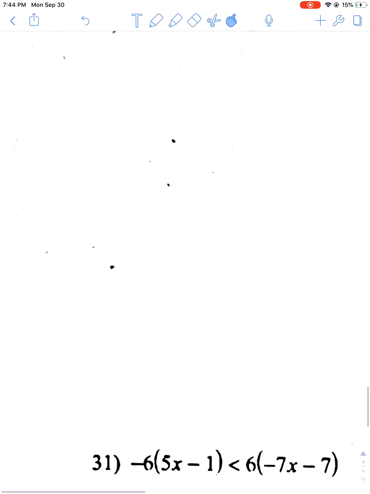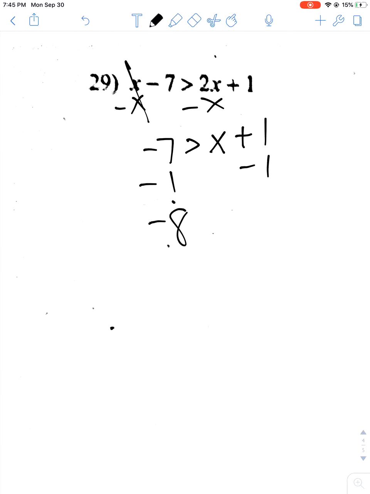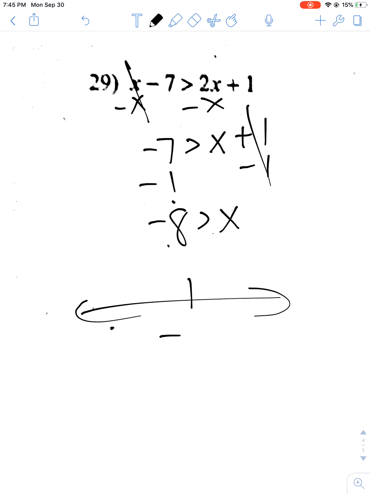Okay. Last few. Get your variables together. Subtract x, subtract x. That cancels. So I've got negative 7 is less than x plus 1. Minus 1, minus 1. Negative 8 is less than x. To graph that, the important number is negative 8. Open or closed? Open, because no line underneath.